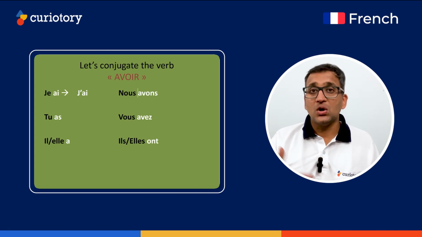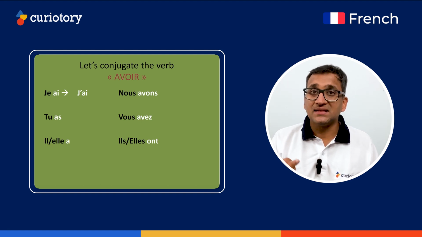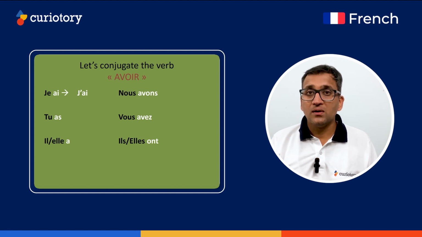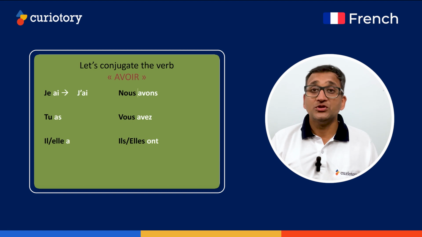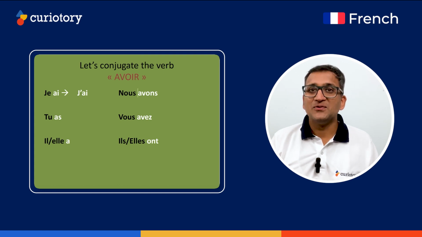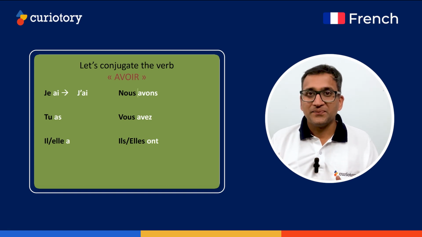And with ils ont and elles ont, the s sound again becomes z, and I will say ils ont, elles ont, because ont starts with a vowel, and the pronunciation is "on". So let's practice. Let's repeat after me. J'ai, tu as, il a, elle a, nous avons, vous avez, ils ont, and elles ont. You got it?